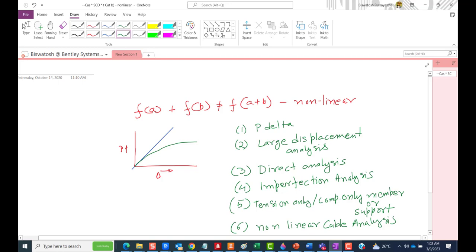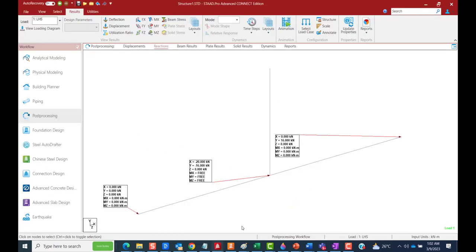Now I will take one very simple circumstance where you can achieve this nonlinear state. Let's say a tension-only or compression-only member or a support system. This is the structure. We will discuss the structure.